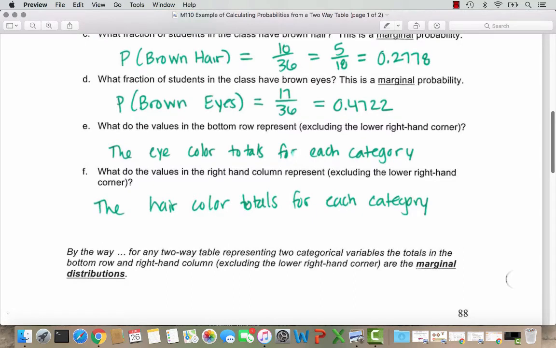And then there's a note down here. By the way, for any two-way table representing two categorical variables, the totals in the bottom row and right-hand column, excluding the corner, which is our total of everybody in this class, are known as the marginal distributions. I like to think about them, as I said, if I was making a bar plot of these categorical data, this is how tall the bars for each category choice would be.